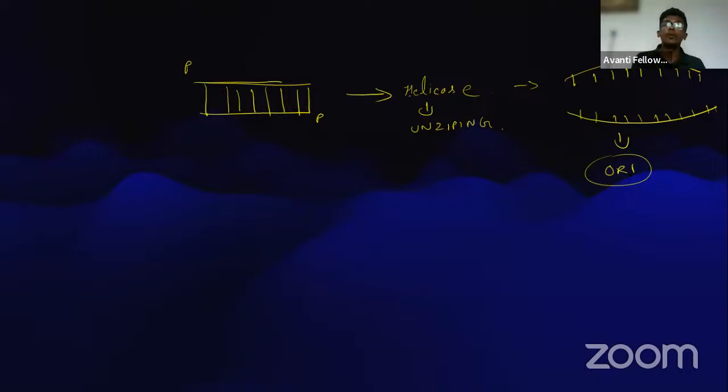So at the ORI of replication or ORI site, what will happen? Helicase will see, okay, this is where I need to start the replication. It will hydrolyze the bond and unzip the DNA. Once the unzipping is done, both the strands are unstable, guys, which we already know. Why unstable? The moment the helicase moves forward, what will happen?